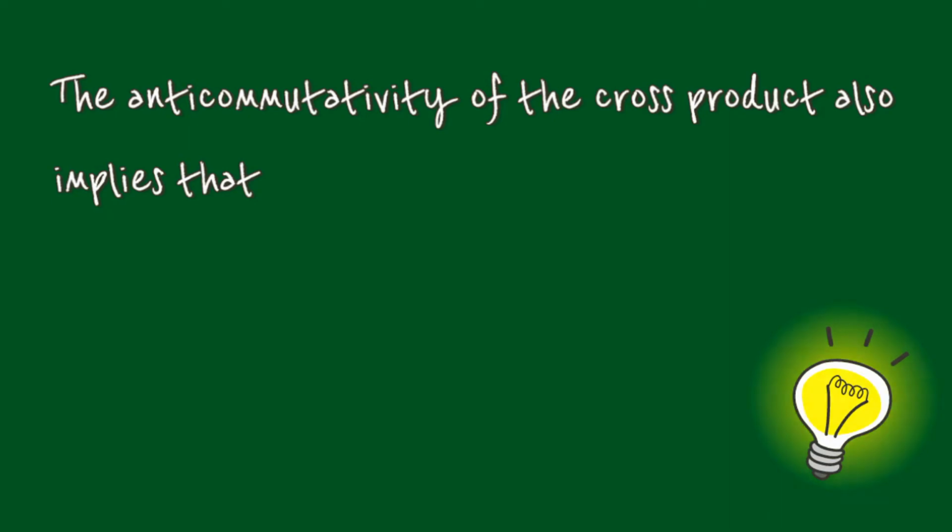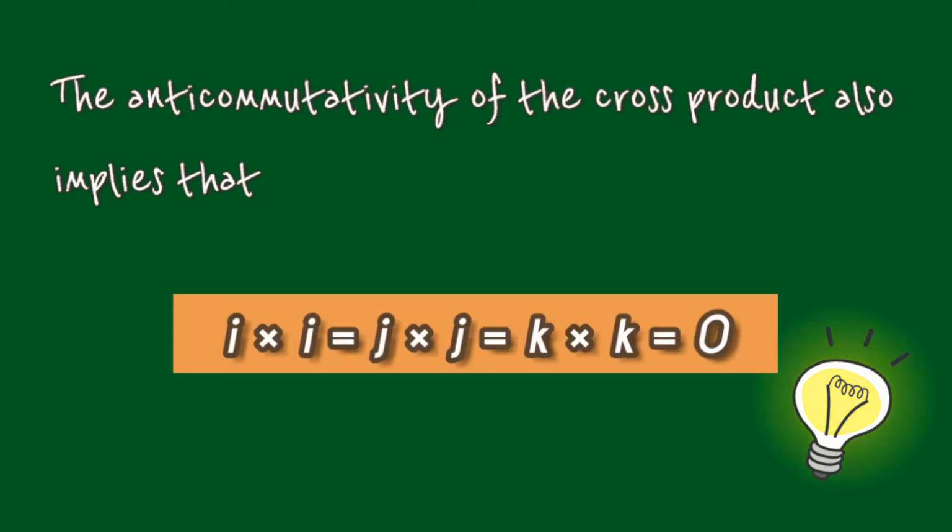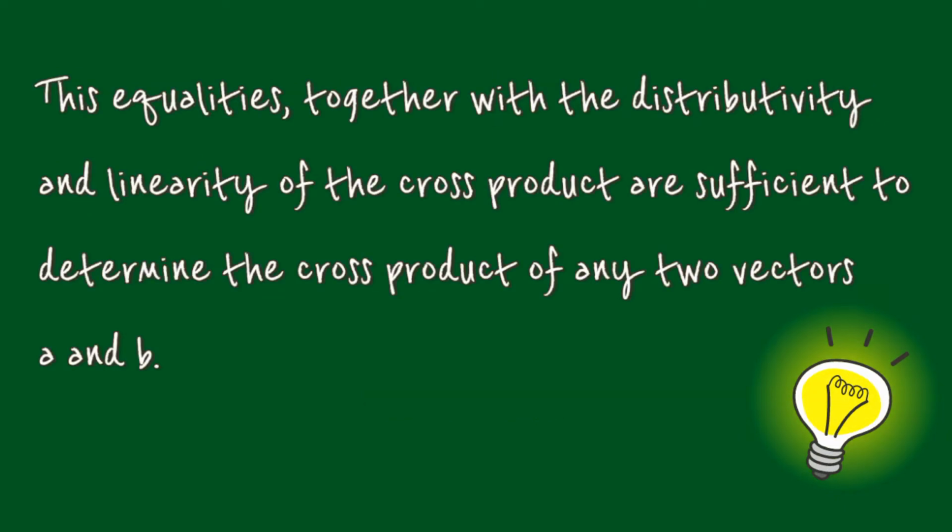The anti-commutativity of the cross product also implies that i cross i is equal to j cross j is equal to k cross k is equal to 0, or the zero vector. These equalities, together with the distributivity and linearity of the cross product, are sufficient to determine the cross product of any two vectors A and B.